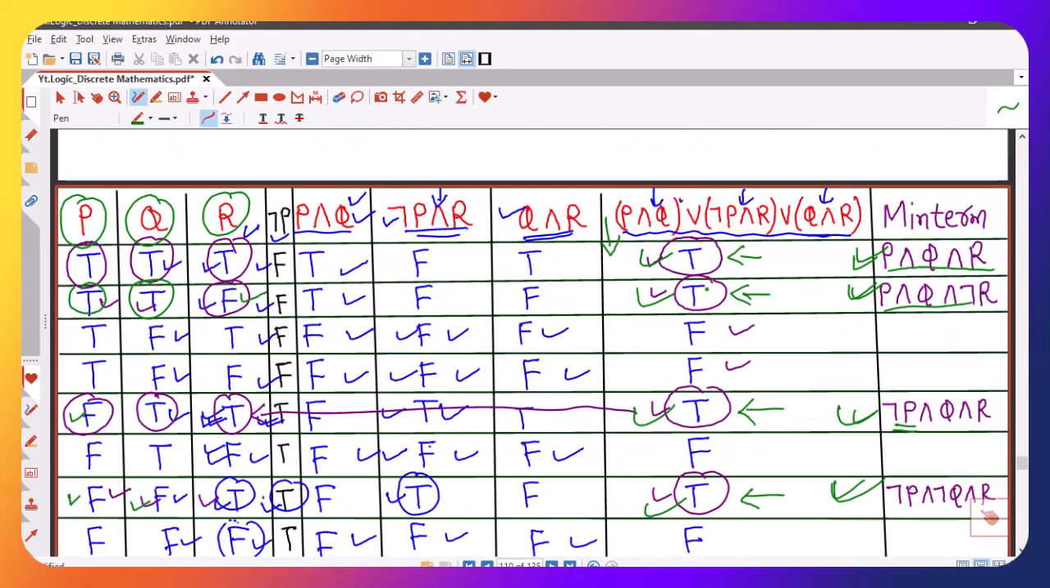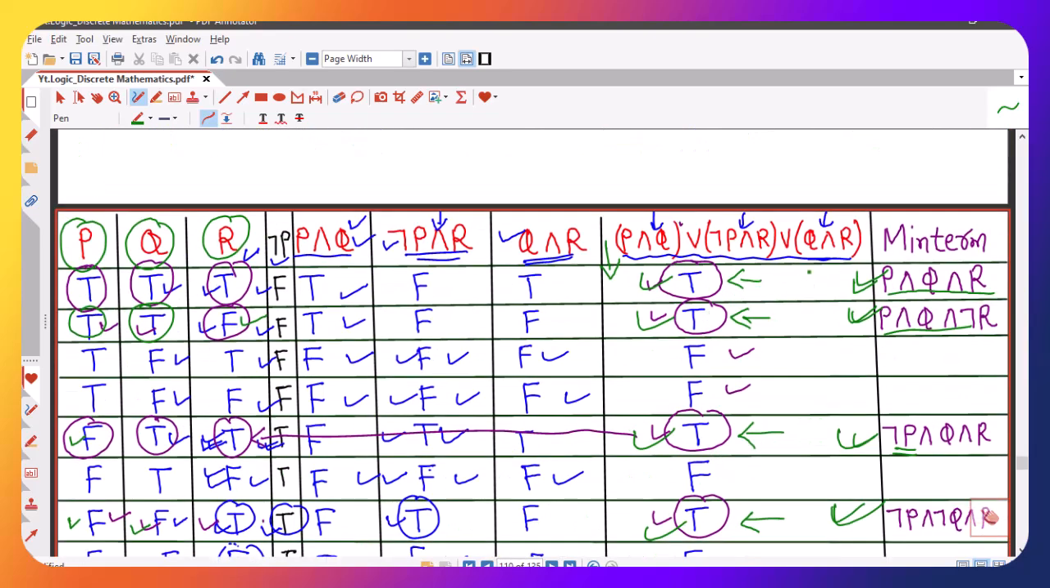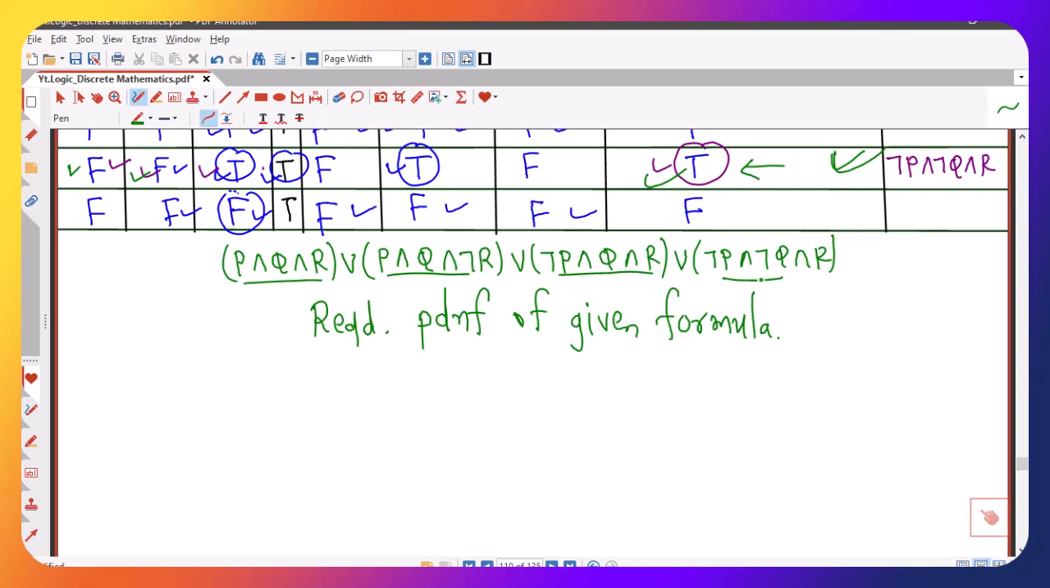Sometimes this method becomes tedious if we have a very complicated formula, so there might be chances of mistakes. So we have another method also for writing the principal disjunctive normal form that we will discuss in the next lecture.